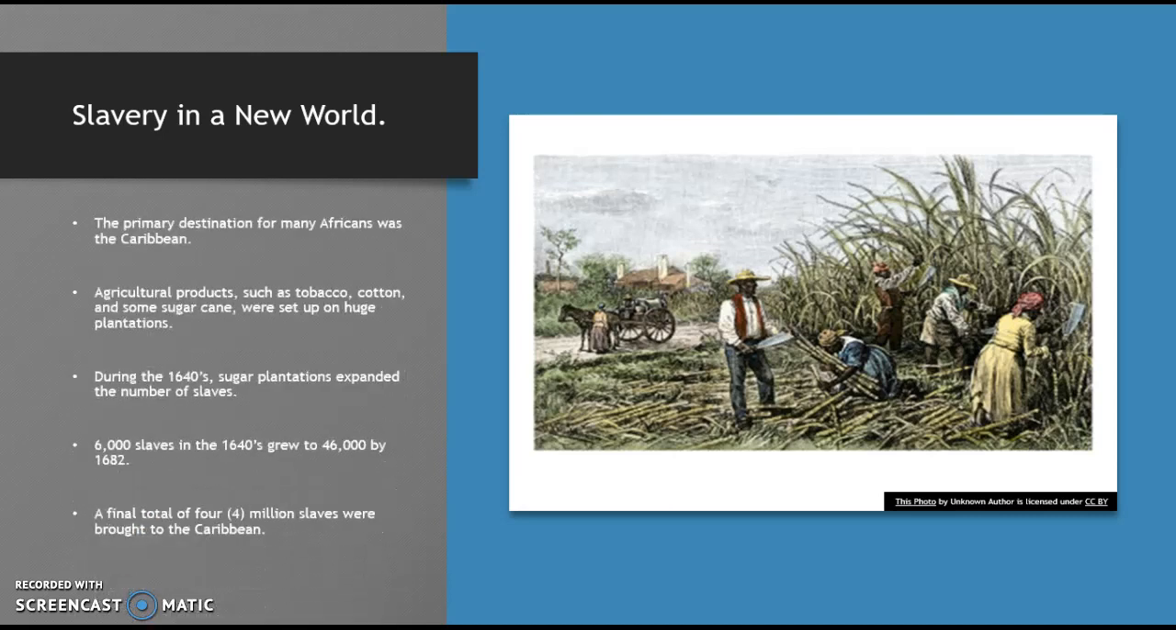The primary destination for many Africans was the Caribbean. Agricultural products such as tobacco, cotton, and some sugar cane were set up on huge plantations. You can see a picture of some of that work being done by slaves here. During the 1640s, sugar plantations expanded the number of slaves because more plantations began to pop up, so more slaves were required to do the work. Six thousand slaves in the 1640s grew to 46,000 by 1682, about 40 years later. There will be a final total of 4 million slaves brought to the Caribbean.